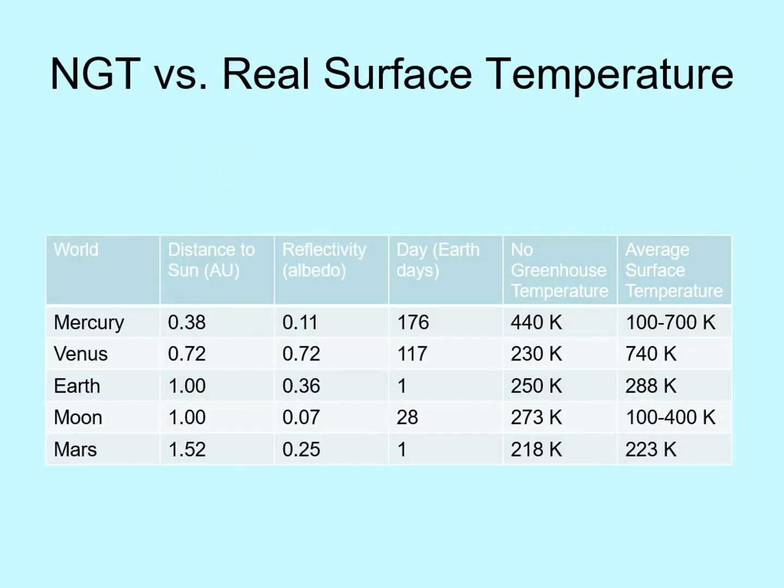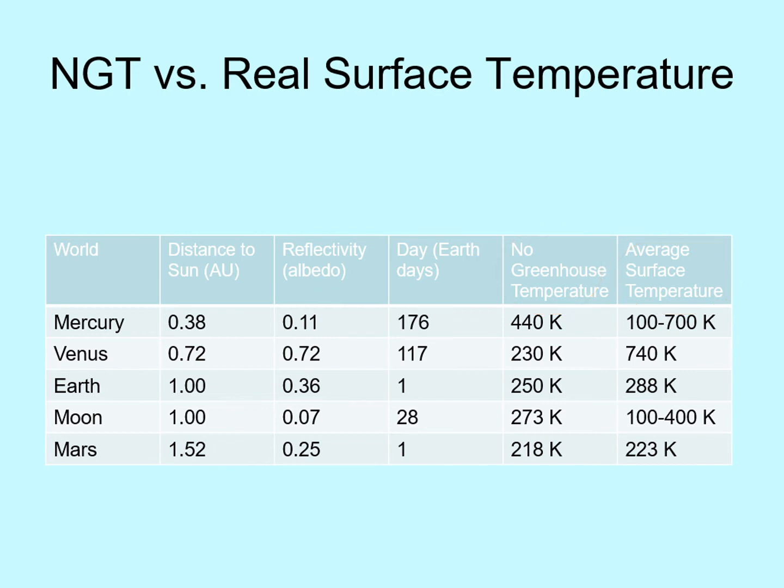We know that the no greenhouse temperature is a prediction of the average surface temperature on a planet. So now we need to look at how this prediction actually holds up against reality. Here's a table listing all 4 terrestrial planets and the Earth's moon. It shows the distance, albedo or reflectivity, and spin rate. It also gives the no greenhouse temperature and the actual surface temperatures on these worlds.